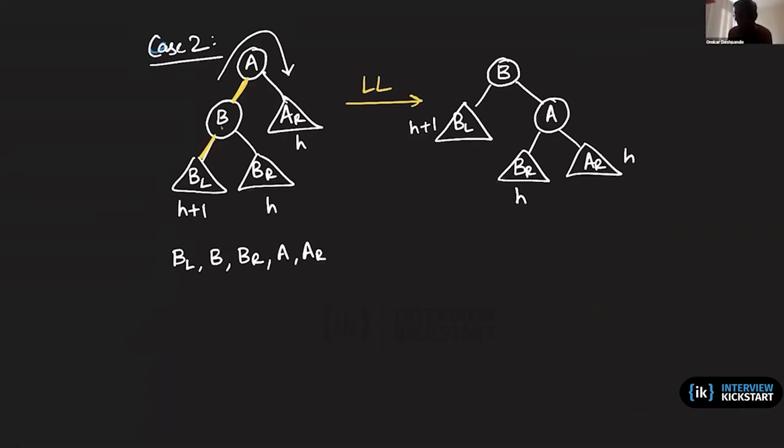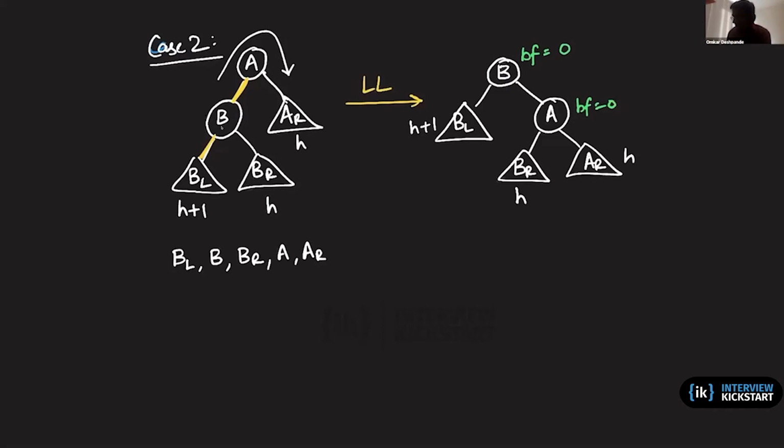First let's look at the balance factors. Did we actually fix things? The balance factor at B is h plus 1 on the left side and h plus 1 on the right side. So the balance factor became 0. But it's a new node. Let's look at the heights.